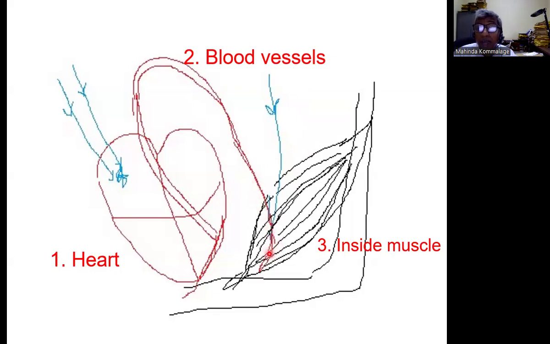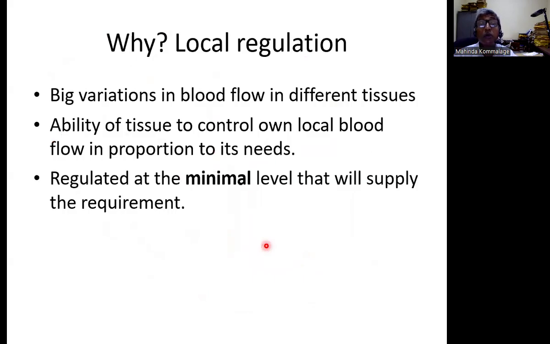Now, the same blood vessels, when they enter the tissue, we can control them locally. So far I explained systemic regulation, not local regulation. That means centrally regulated, centrally controlled, coordinated, basically operating outside the tissue. But inside the tissue, in this example muscles, we have a local regulatory mechanism. So that is what I will explain now, local regulation.